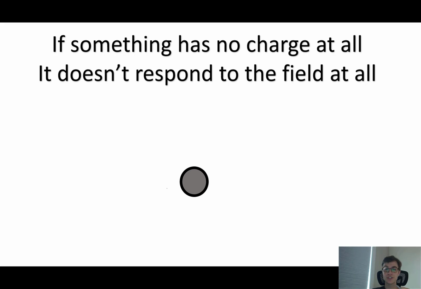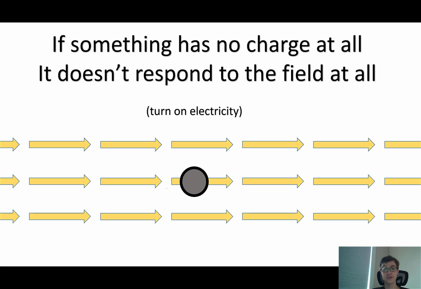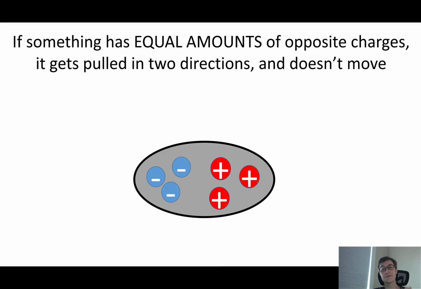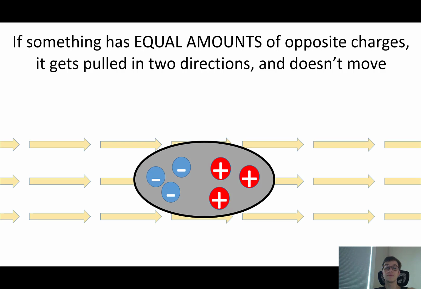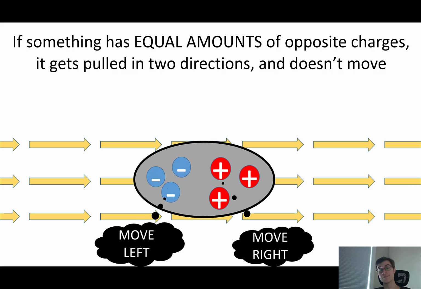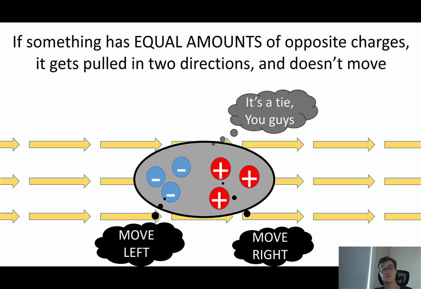If something has no charge at all, then you can put it in an electric field and it just won't feel it. It won't even sense the arrow under it. It doesn't matter, so it doesn't move at all. And if you have equal amounts of opposite charges, like you have 3 positive and 3 negative charges together, it'll be pulled equally to the right and to the left, and so it'll be like a tug of war, where no side wins and it doesn't actually move.